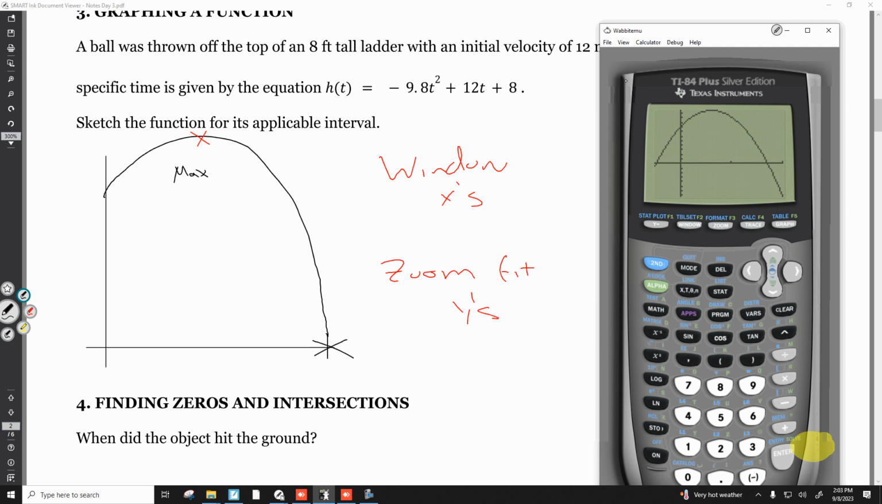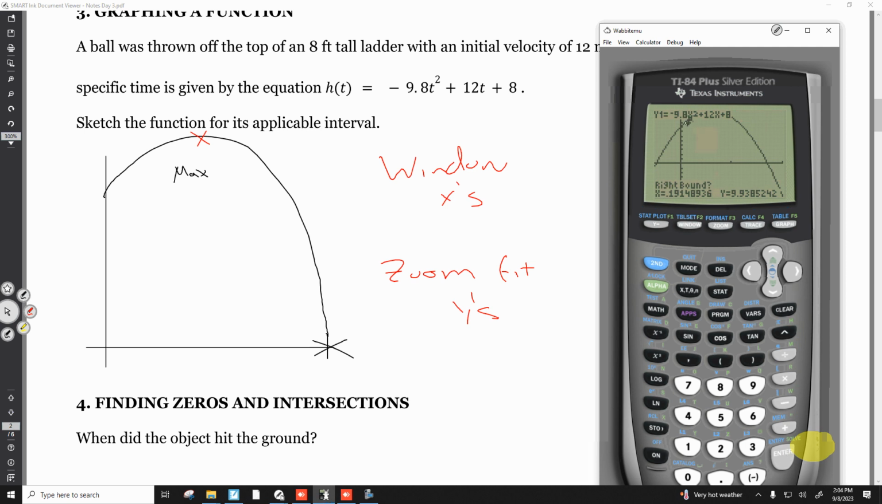Let's start with the max. How do you find the max? Well, second, calc. Look at that, max. Now, go down to max. This might not be new to you. But once you press max, your calculator asks you a question, left bound. Again, your calculator needs a little bit of direction. It needs a little bit of help. You need to tell it, hey, my maximum is right here. Look in between here. So go to the left of your max, press enter.